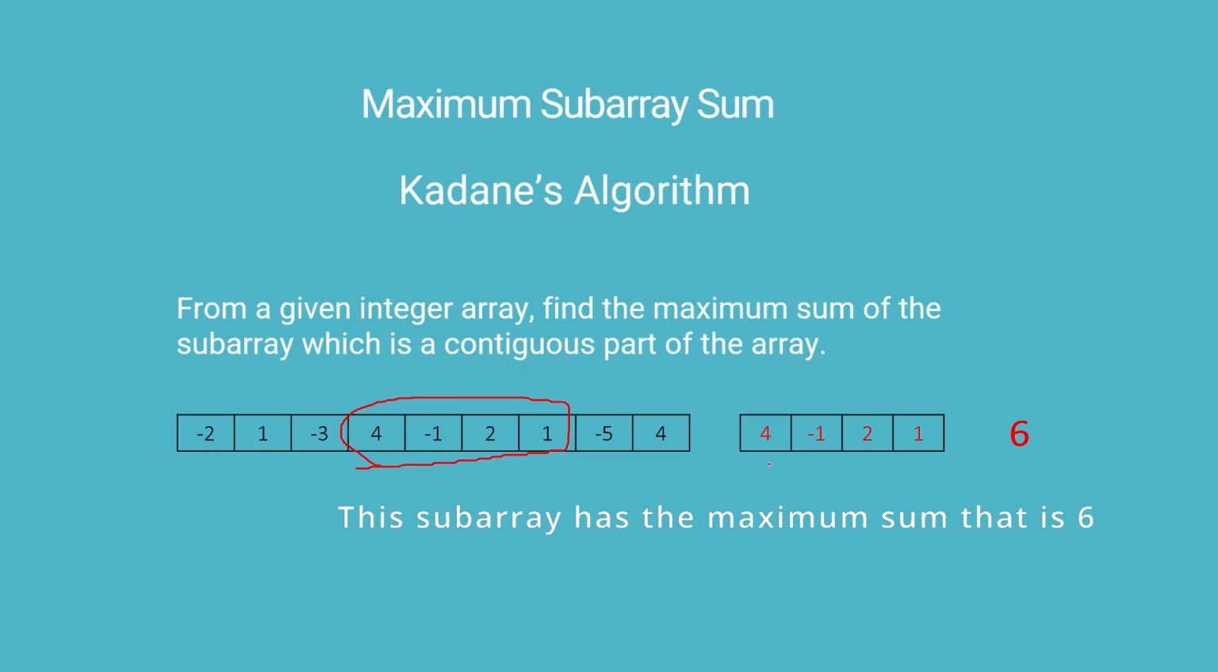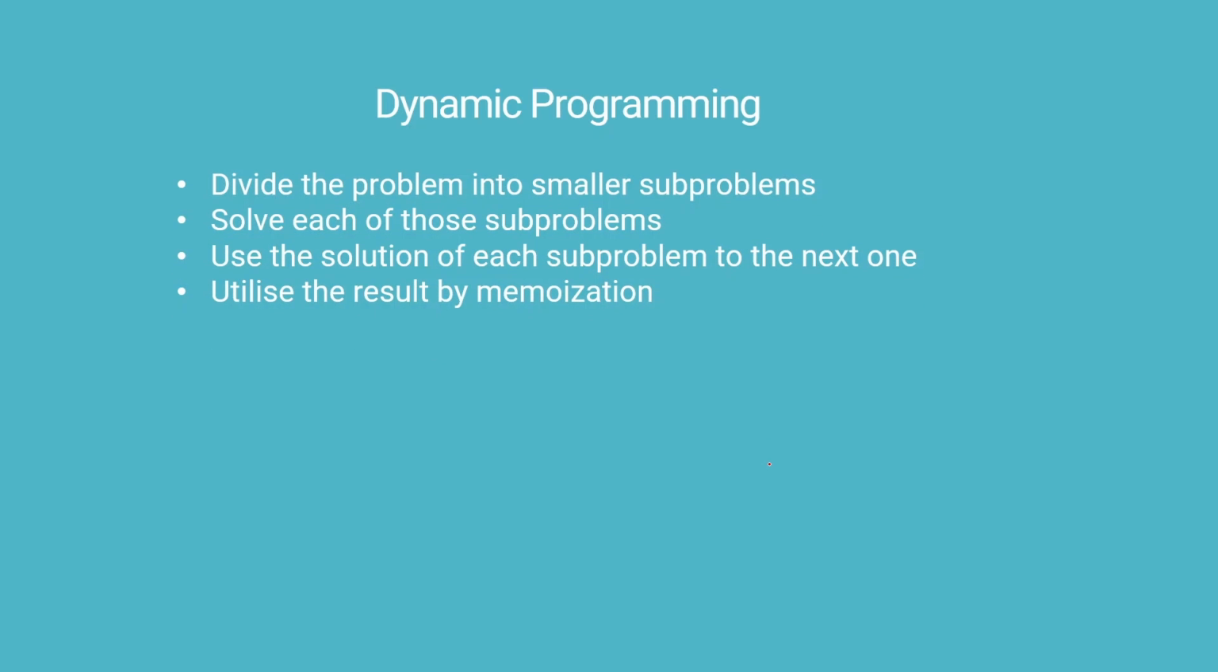Now we'd like to solve this problem using dynamic programming. Almost all of us know about dynamic programming. Still, I'd like to focus on some basic points of this approach. It says divide the problem into smaller sub-problems. That means this whole problem will be broken into similar sub-problems, and we'll solve each of those sub-problems gradually, using the solution of the previous sub-problem for the next one.